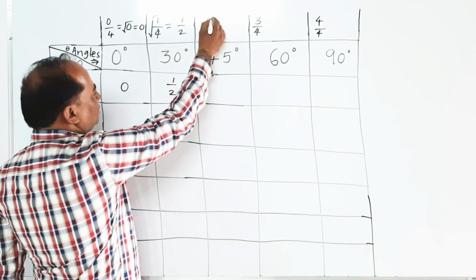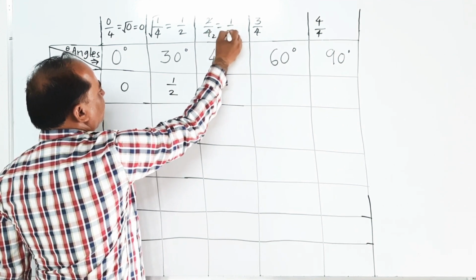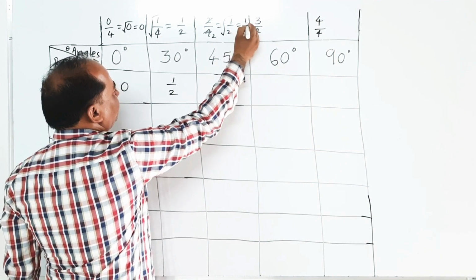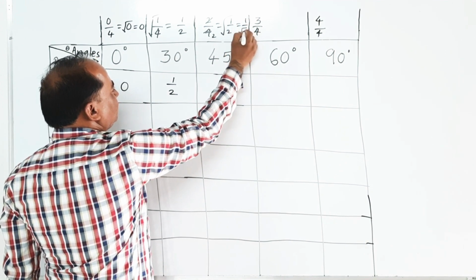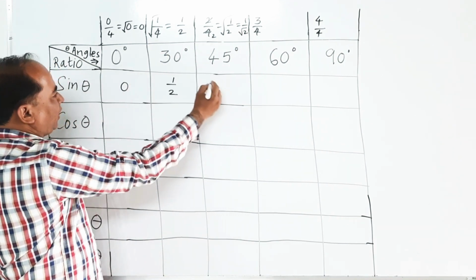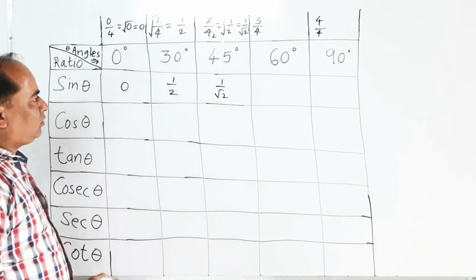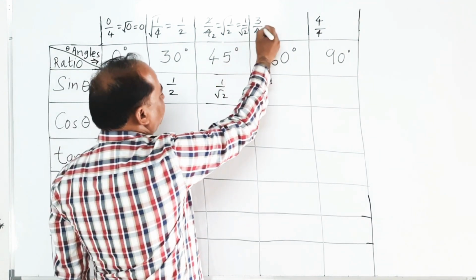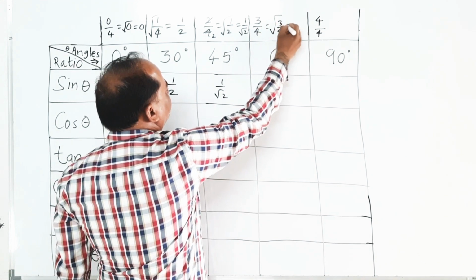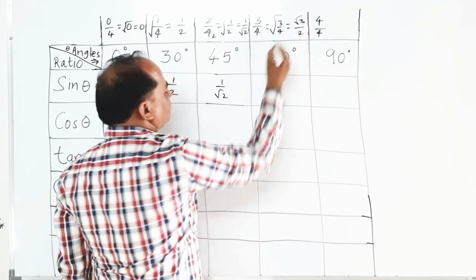Now here 2 upon 4, that is 1 upon 2, and square root of 1 upon 2 is 1 upon root 2. So sine 45 is 1 upon root 2. Now 3 upon 4 will remain as it is, so we take the square root of 3 upon 4, which is root 3 upon 2.